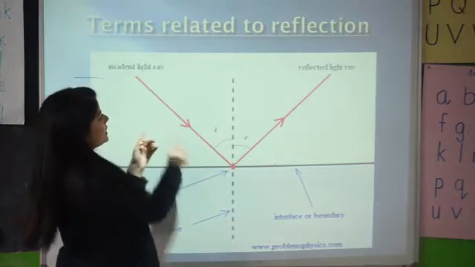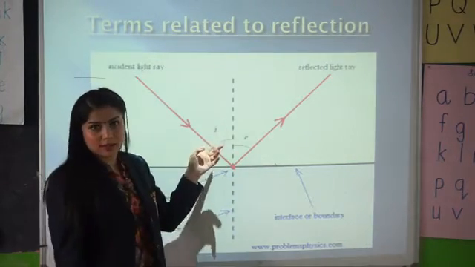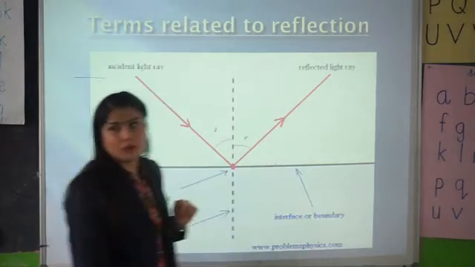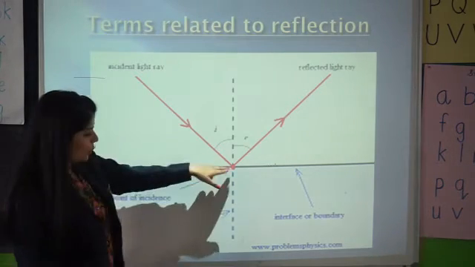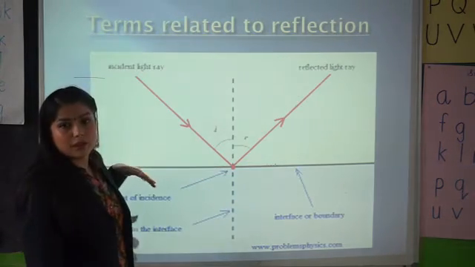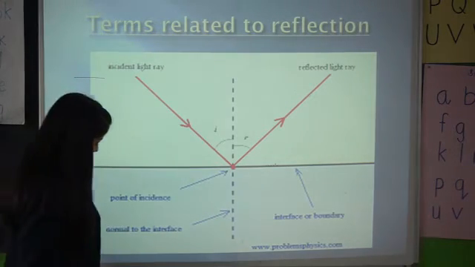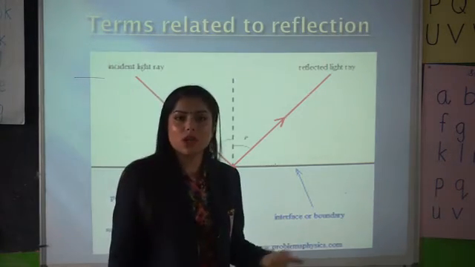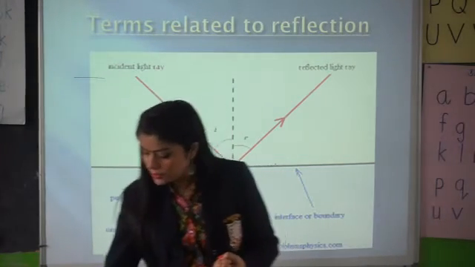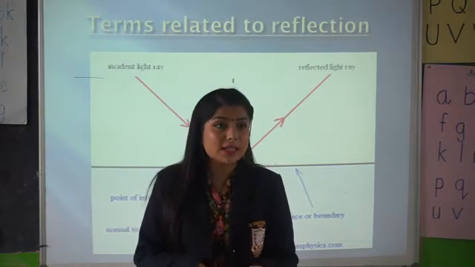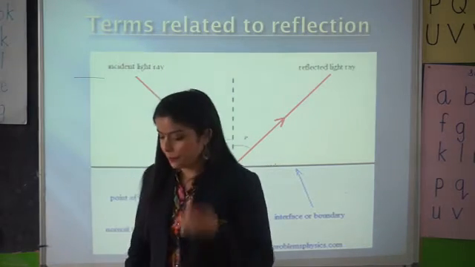Now the angle between the incident ray and normal is the angle of incidence. The angle between normal and reflected ray is the angle of reflection. Now this is the point of incidence and this level or the surface is known as the incident surface. So there are a few terms which are there in your book also. It's there on page number 142. You can refer to the definitions from the book itself and note them down in your notebook.